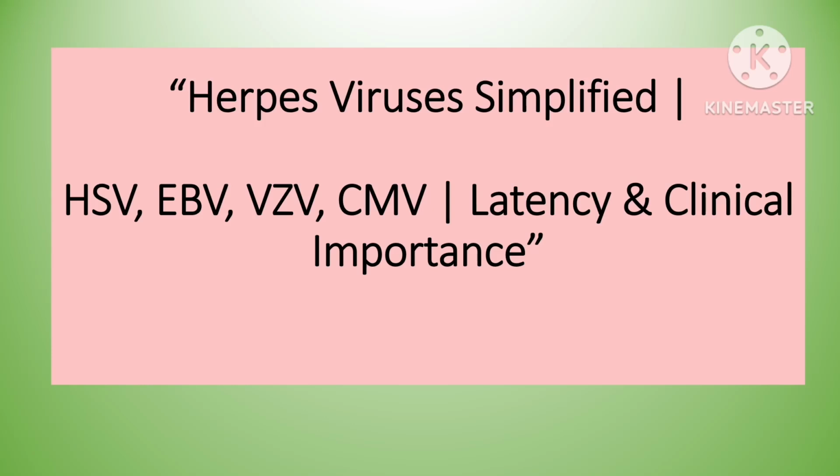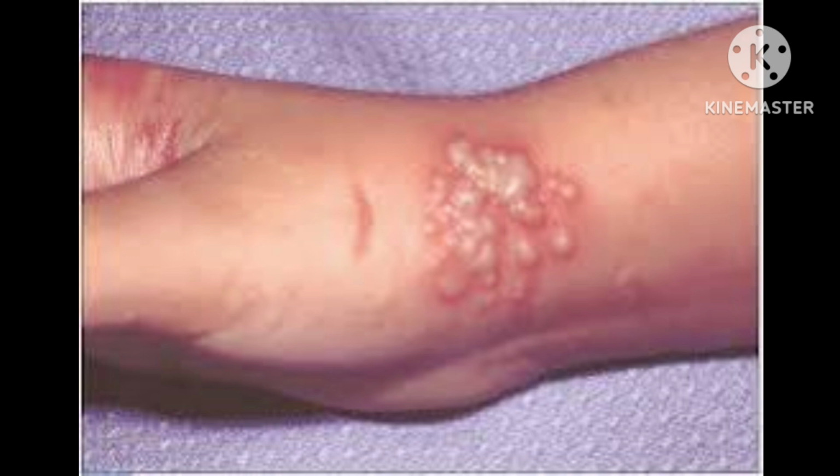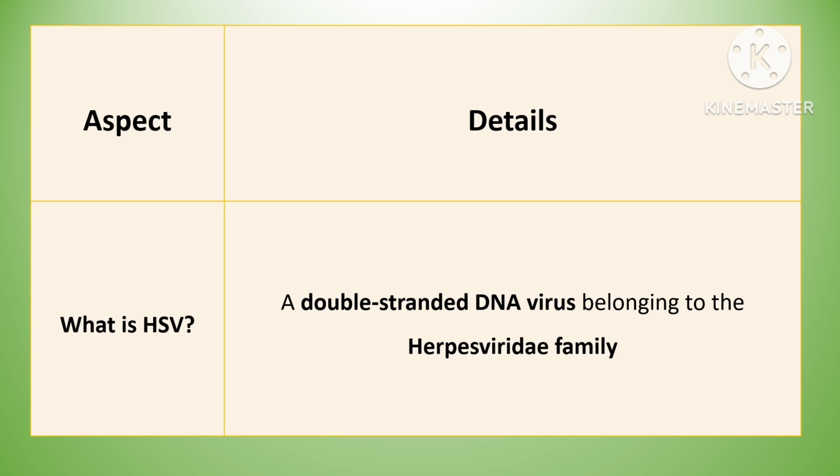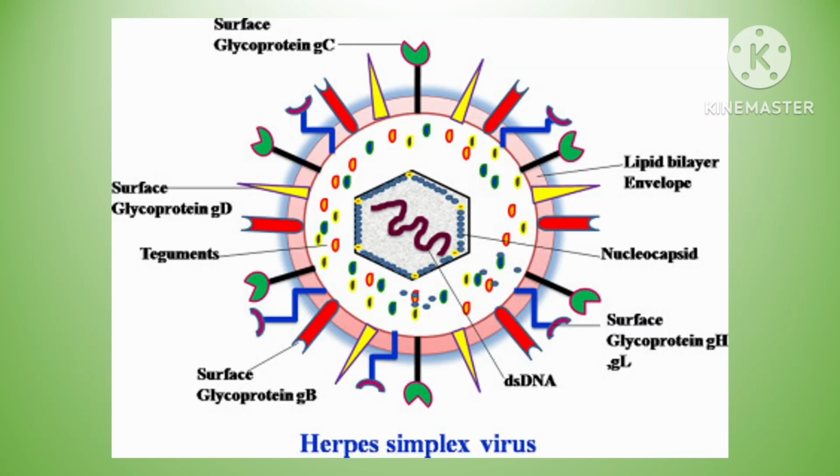Today we are going to talk about a group of viruses that infect nearly everyone, often lie dormant for years, and can cause a wide variety of diseases, the herpes viruses. The Herpesviridae family consists of large double-stranded DNA viruses. So let's talk about the structure of herpes viruses in a very simple way.